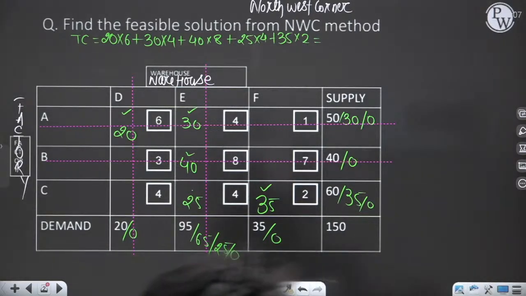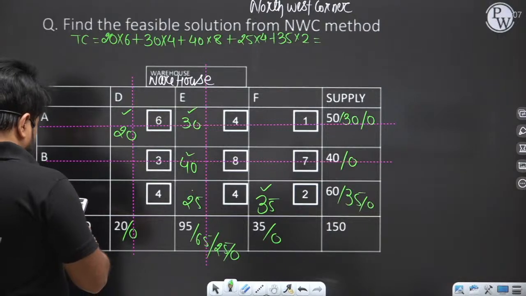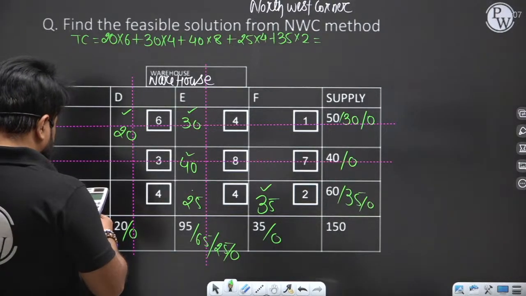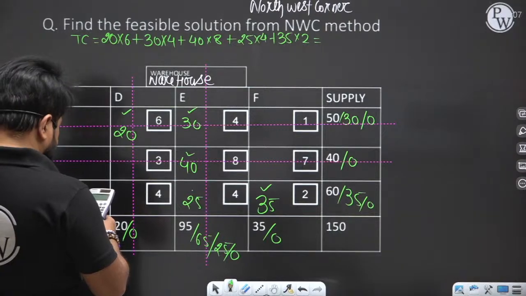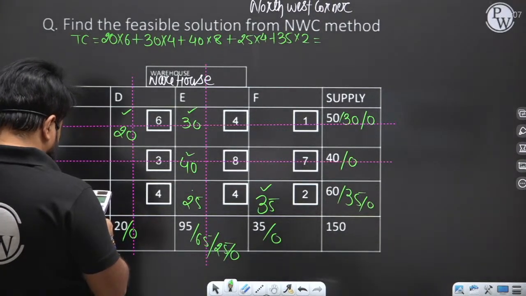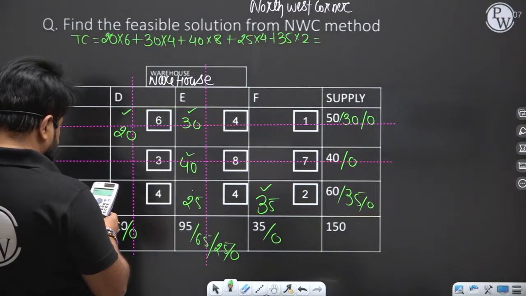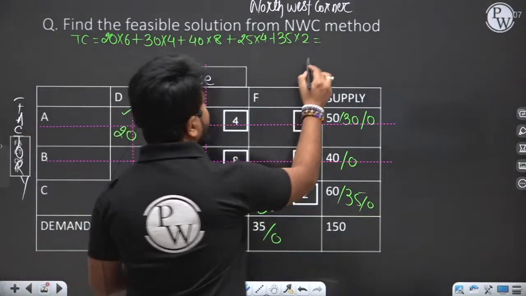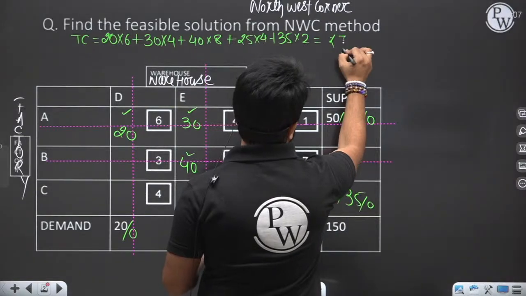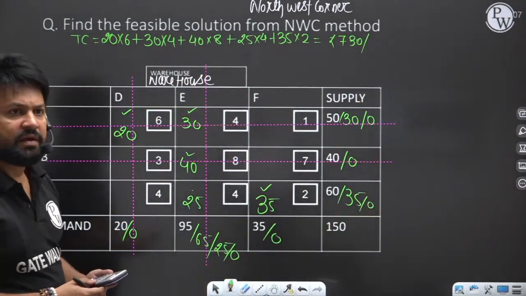Okay, so what will it be? 20 into 6 plus 30 into 4 plus 40 into 8 plus 25 into 4 plus 35 into 2. So it becomes 730. The transportation cost will be 730 only, right? 730 only. Are you getting my point?